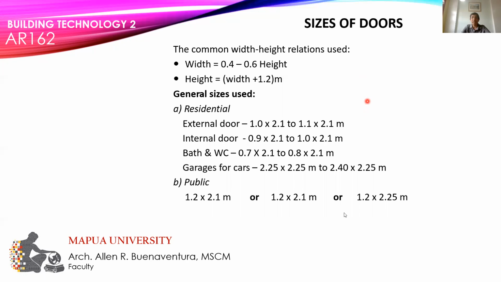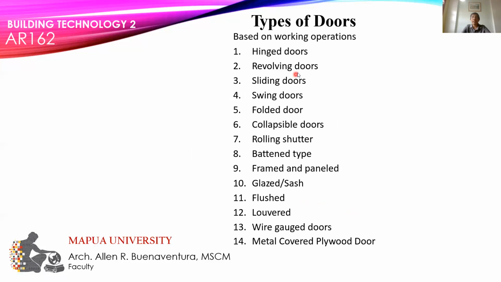For public spaces, the door height is more than 2.1 meters because sometimes tall objects or tall furniture go inside public spaces. So what are the different types of doors? These are the different types of doors. We have the hinge door, revolving doors, sliding doors, swing doors, folded door, collapsible doors, rolling shutter, button type, frame and panel, glaze, sash, flush doors, louver doors, wire gauge doors, metal covered door.